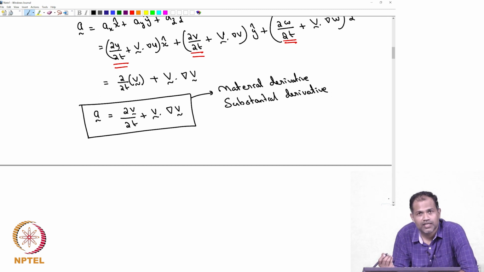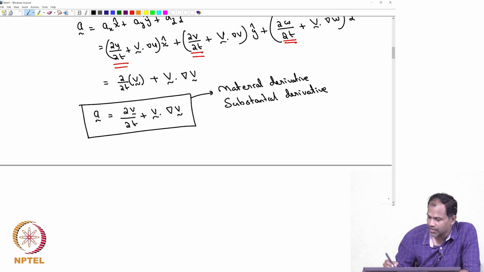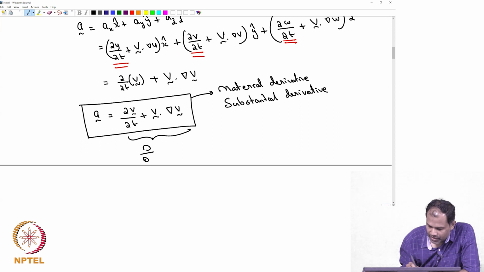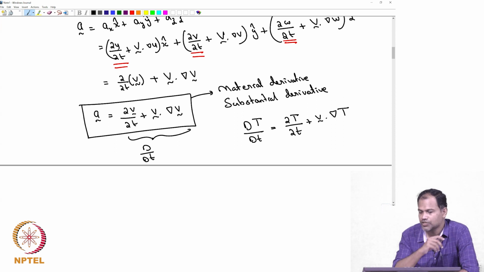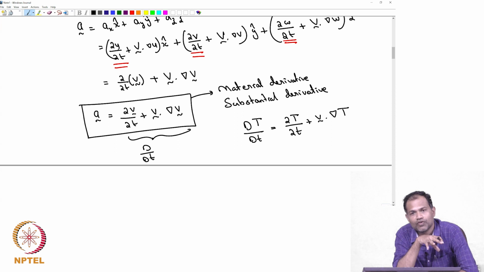For example, you can calculate the material derivative for temperature, pressure. So, if you want to calculate it for temperature, this is typically denoted with a capital D by Dt. So, if you are interested in calculating, let us say DT by Dt, where T is that of temperature. Okay. So, that would be nothing but ∂T/∂t plus V dot grad T. So, that tells you what is the material derivative of temperature.